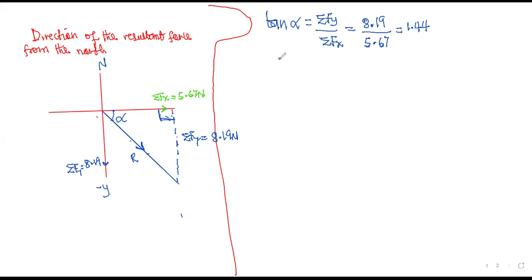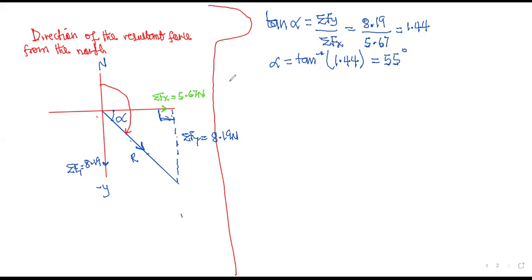So alpha, therefore, is the tan inverse of 1.44. What's the tan inverse of 1.44? 55.22, so approximately 55 degrees. But that's what you had. So if you are determining the direction of the resultant from the north, or the positive y, then we must turn through this angle.